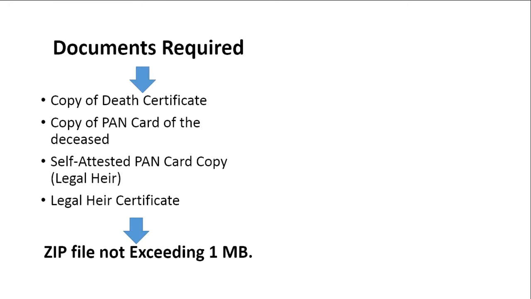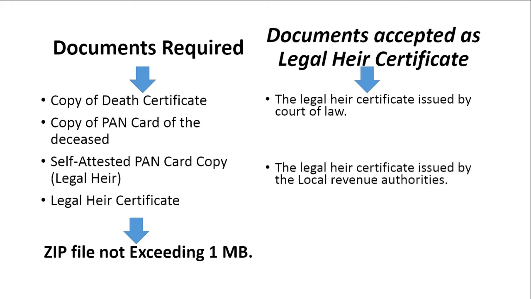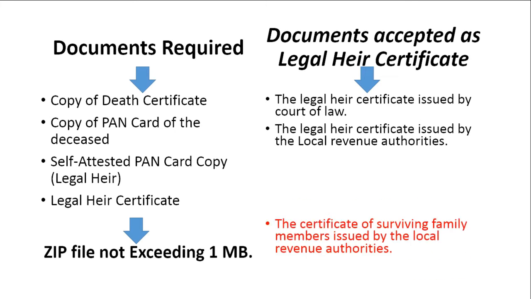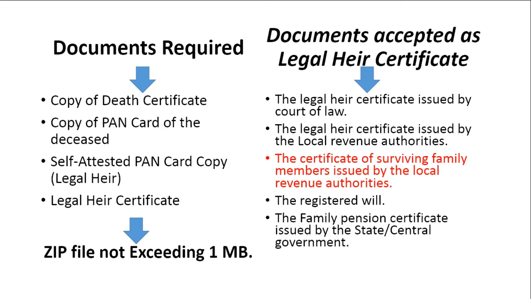Now, out of these four documents, the first three can be easily available with you, but the legal heir certificate is not per se a certificate. There are five different types of certificates which can be accepted as a legal heir certificate. Which are those certificates? They are: first, a legal heir certificate issued by a court of law; second, one issued by local revenue authorities; third, the certificate of surviving family members issued by the local revenue authorities; fourth, a registered will; and fifth, the family pension certificate issued by state or central government.